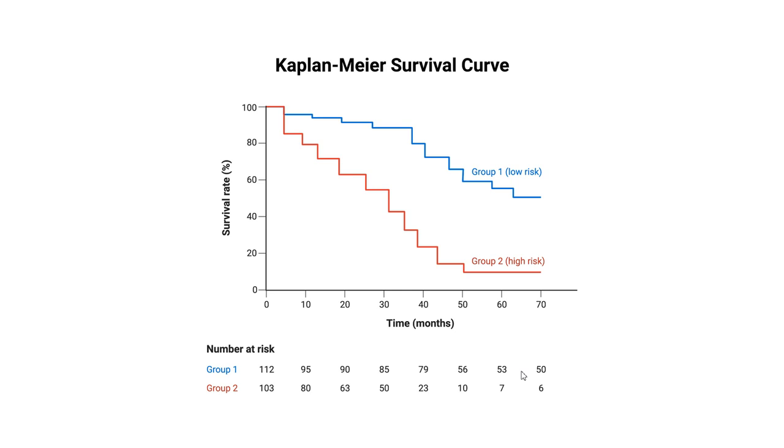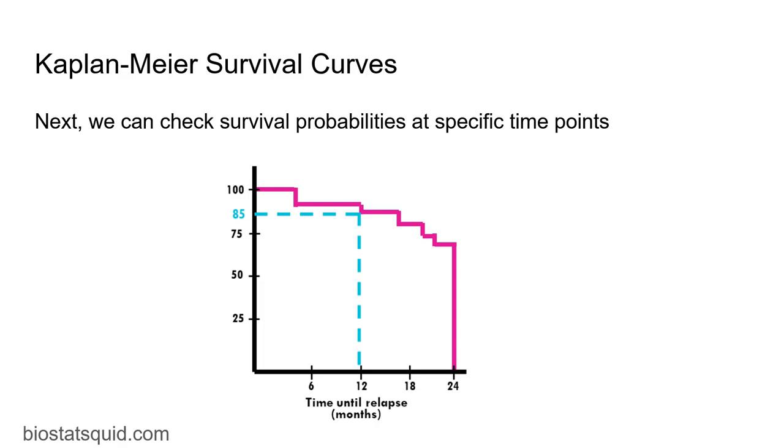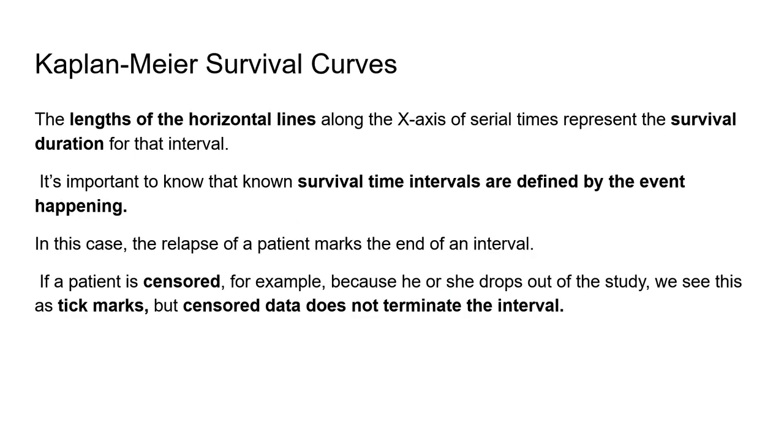So again, the curve allows us to visualize the data. We can also look at survival probabilities at specific times. What's the mean survival rate at 12 months, 24 months, 48 months, right? And then we can also start to look at the lengths of the horizontal line and the survival duration. So how long would somebody in that particular group likely survive, right?